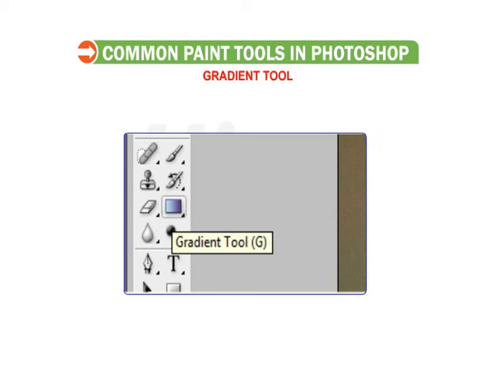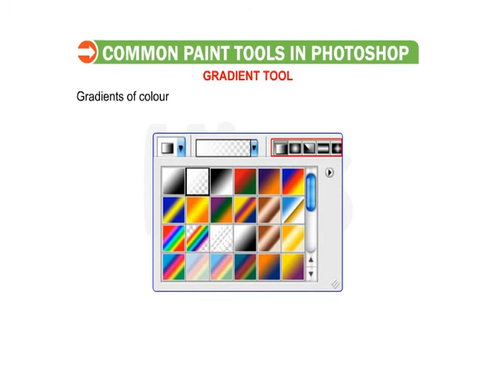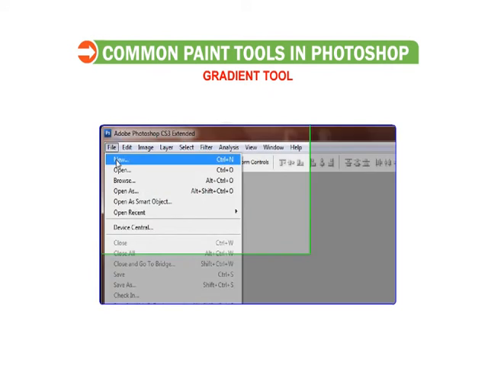Let's talk about the Gradient tool. The Gradient tool allows you to fill an area with a range of colors in a specified pattern. It creates a blend between two or more colors. Gradients of color can be filled with linear, radial, angle, reflected and diamond gradient.